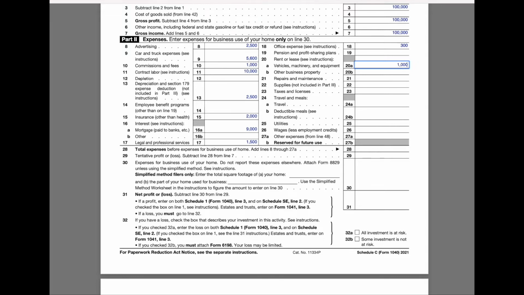Line 21, repairs and maintenance. Here you would deduct the cost of incidental repairs and maintenance that do not add to the property's value or appreciably prolong its life. Make sure you don't deduct the value of your own labor. You need to make sure you differentiate between a repair and a capital improvement. Think patching a hole in a roof versus a complete roof replacement.